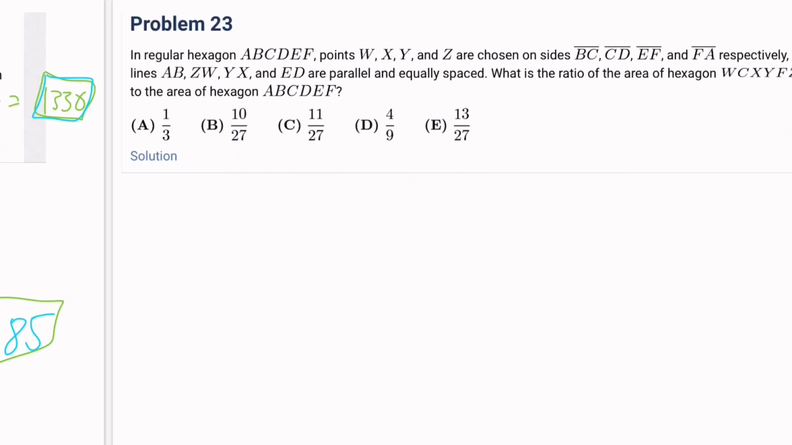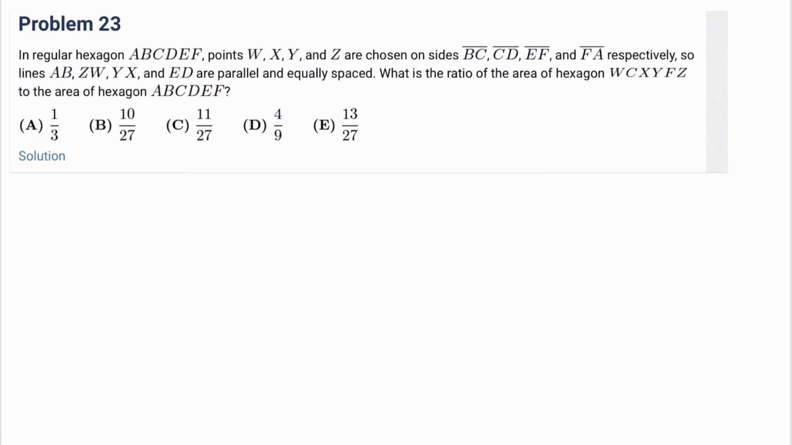It's A. Number 23: in regular hexagon ABCDEF, points W, X, Y, and Z are chosen on sides BC, CD, EF, and FA respectively, so that lines AB, ZW, YX, and ED are parallel and equally spaced. What is the ratio of the area of hexagon WCXYFZ to the area of hexagon ABCDEF?